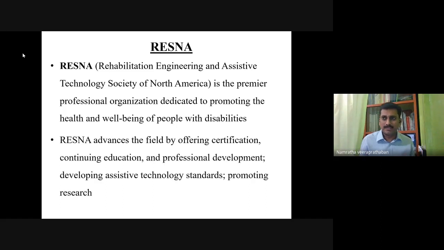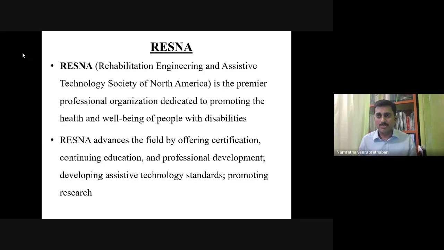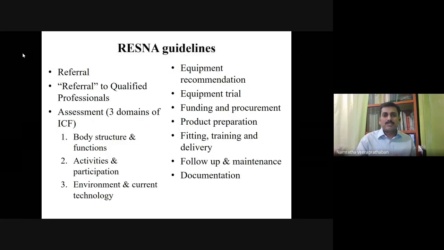They provide a lot of certification programs, conduct a lot of continuing education and professional development programs for assistive technology, and promote a lot of research. They have a lot of articles regarding seating and mobility and assistive technologies. I strongly recommend that those who are not aware of RESNA go to the website, where loads of information about assistive technology is available. I'm really impressed with RESNA. If you want to read further about seating and mobility, there are beautiful articles available in RESNA. Now, what do the RESNA guidelines say?